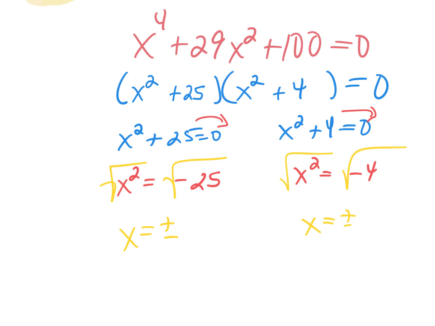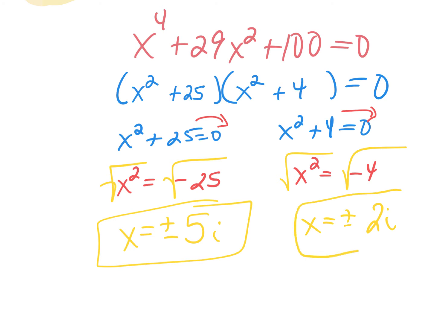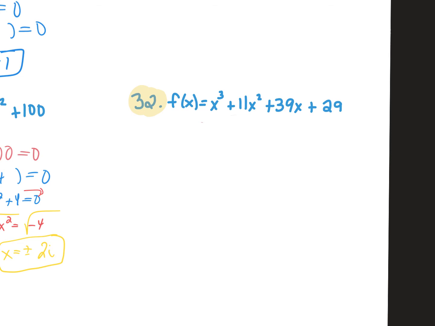Imaginary. Square root of 25 is 5. The square root of negative 1 is i. So I have plus or minus 5i here. What's the other side? Good. Plus or minus 2i. How many solutions do I have? 4. How many did I know from the beginning I should have? Good. Very good.